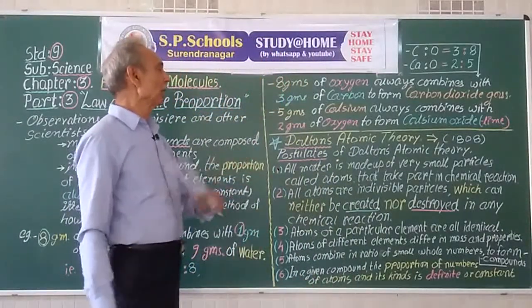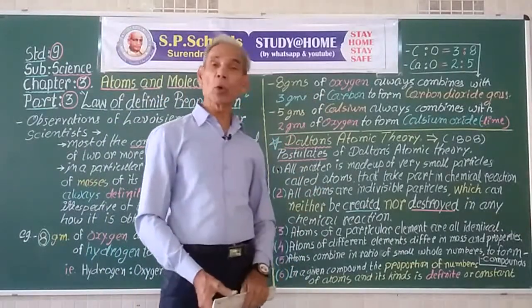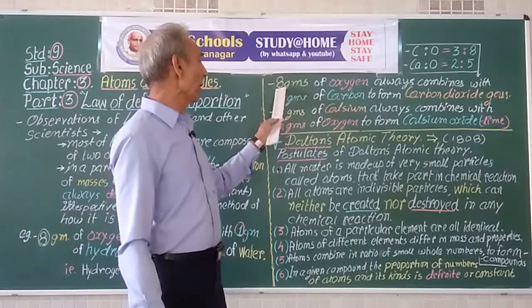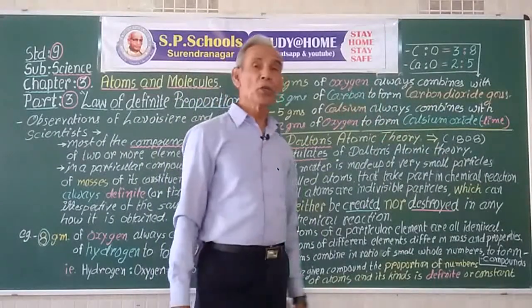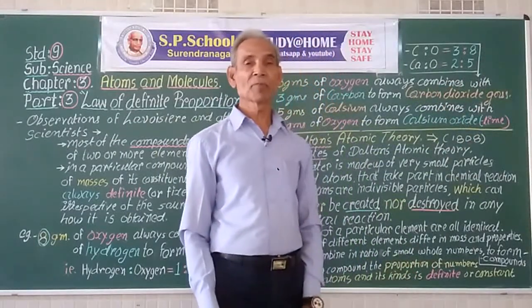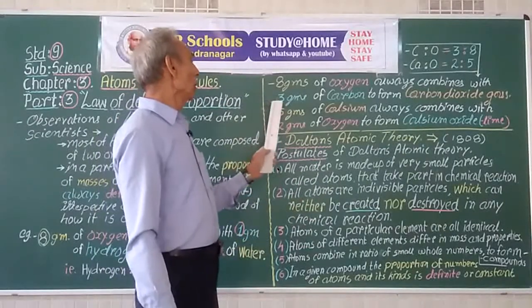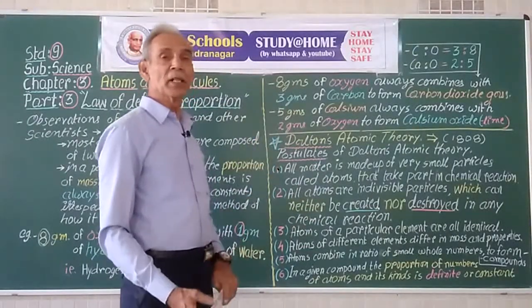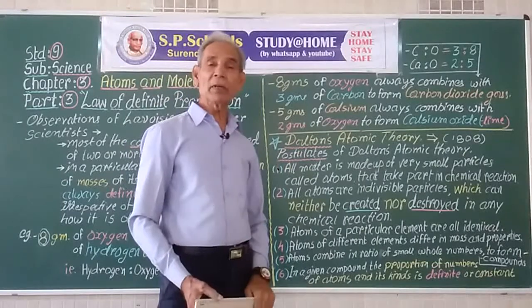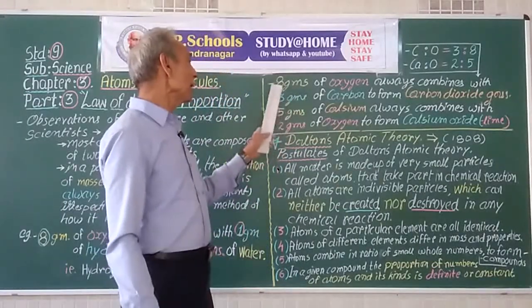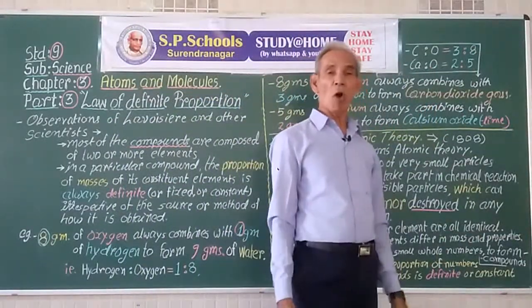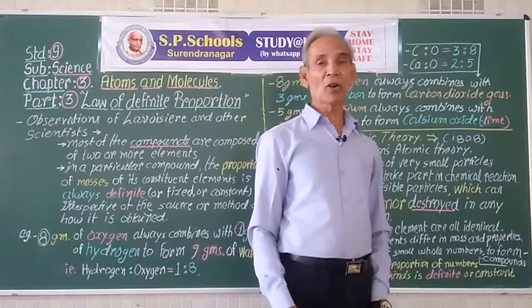Another example: take 3 grams of carbon, coal. If you burn it, every 3 grams of carbon always combines with 8 grams of oxygen to form 11 grams of carbon dioxide. Suppose you have excess oxygen, it will remain uncombined. Suppose you have excess carbon, it will remain uncombined. Always, every 3 grams of carbon combines with exactly 8 grams of oxygen to form 11 grams of carbon dioxide.